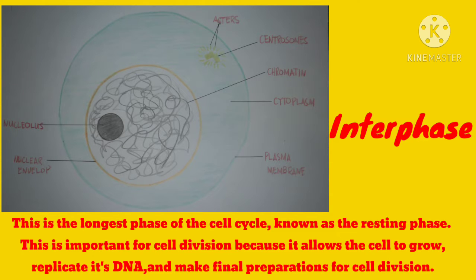Interphase. This is the longest phase of the cell cycle, known as the resting phase. This is important for cell division because it allows the cell to grow, replicate its DNA, and make final preparations for cell division.